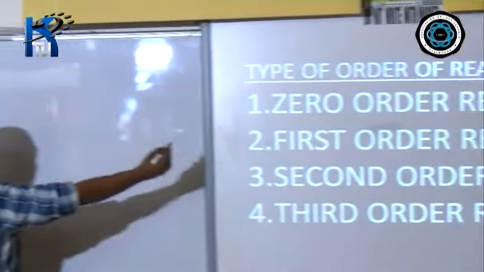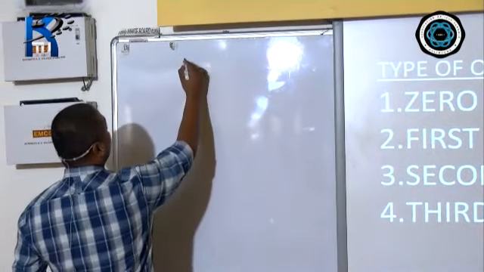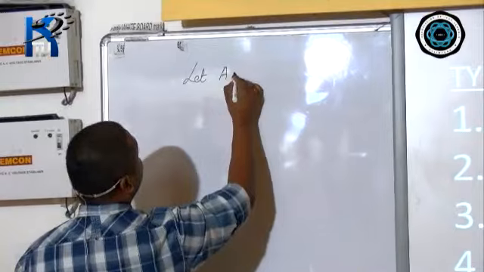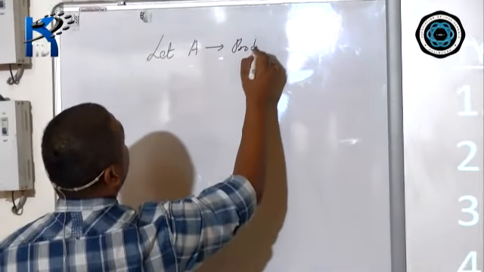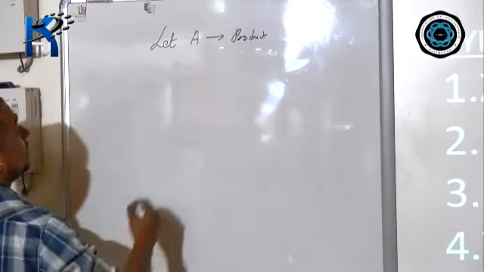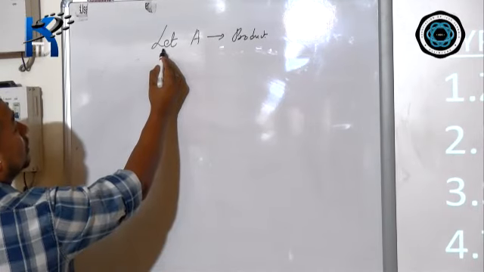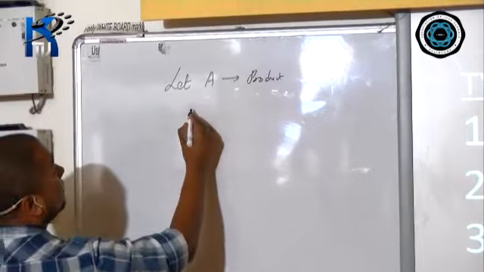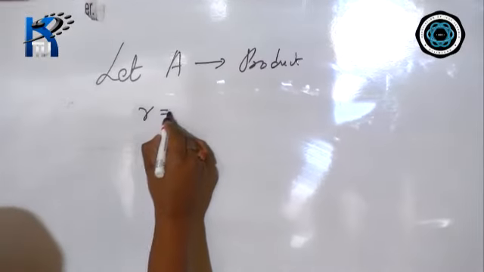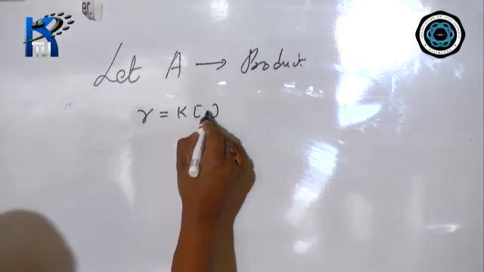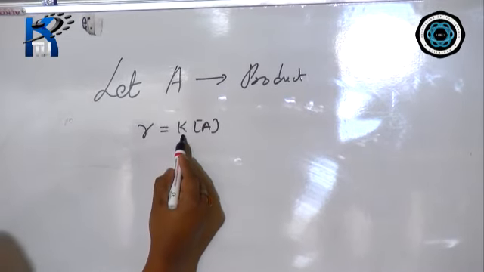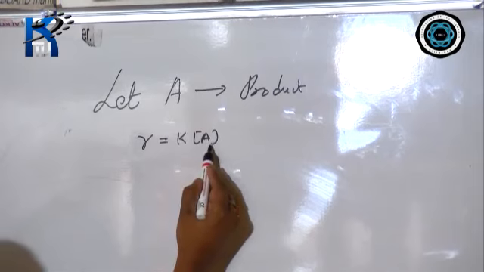To make you understand these 4 different orders of reaction, I am taking a single reaction. Let A gives product be a 0 order reaction. If I consider this as a 0 order reaction, what will be the rate equation? R equal to K, concentration of the reactant. R is rate of reaction, K is rate constant, and then the concentration of the reactant.